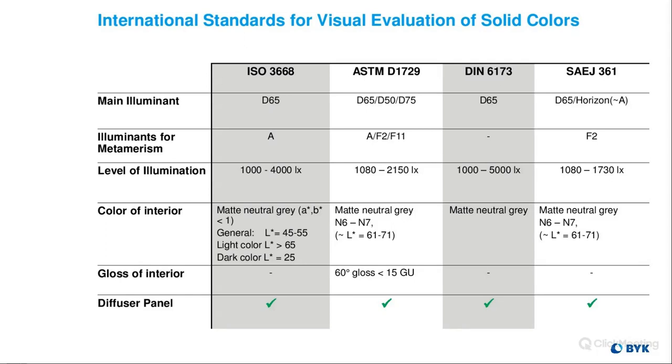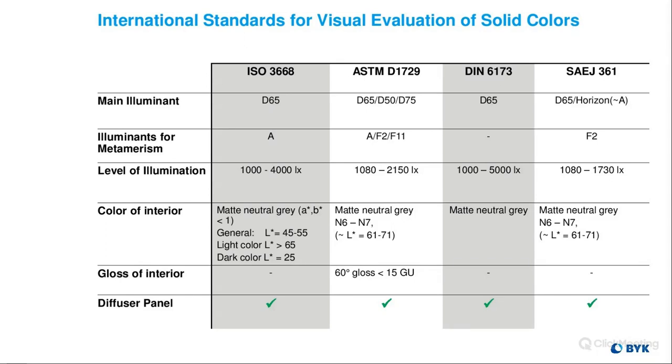And then we have some additional illuminants for metamerism. What that means is it's just an extra way to make sure that a color isn't changing from its standard under different light sources. So it's just using a different light source. So not only your daylight, but also tungsten light, which is like a warm home light that you would have. We see that the levels of illumination are relatively the same across all of them.